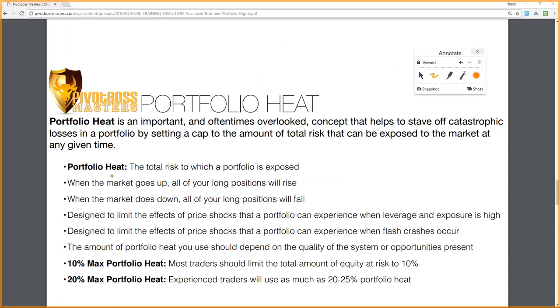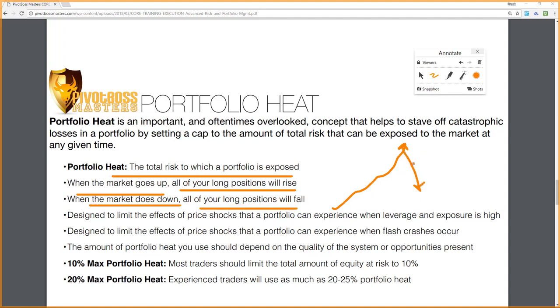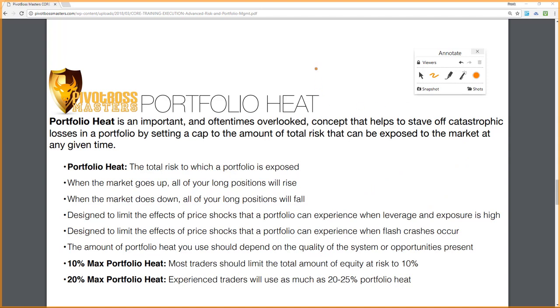So that is very, very important, because as we know, when the market goes up, all of your long positions will rise. But when the market goes down, all of your long positions will fall. We know the rising tide lifts all boats, and it can be significant. So when the market tanked at the end of January, beginning of February, the S&P's up here, and then all of a sudden it goes boom.